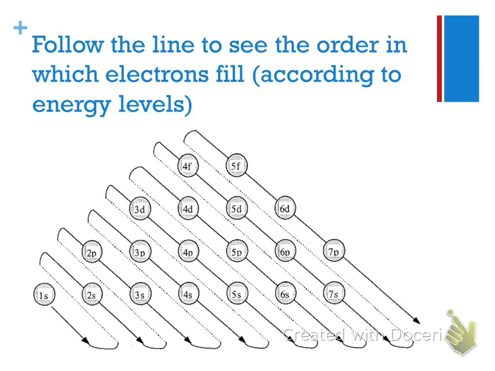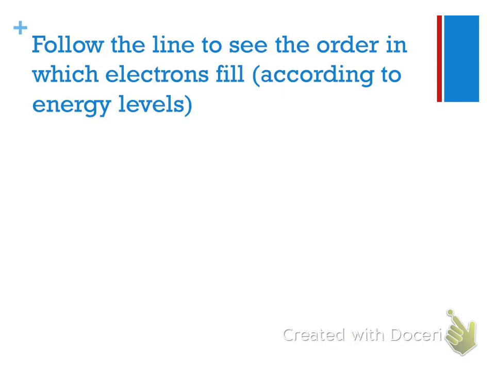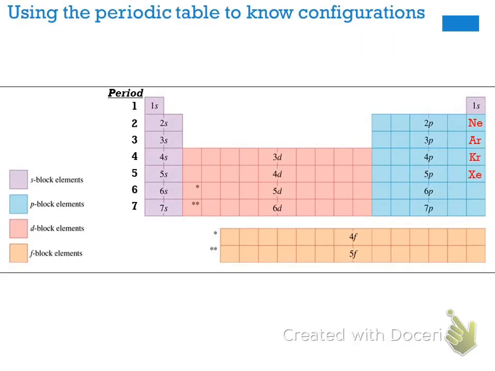I want you to go ahead and write down that an electron orbital can hold 2 electrons. Each orbital can only hold a maximum of 2 electrons. Each orbital can hold 2 electrons.